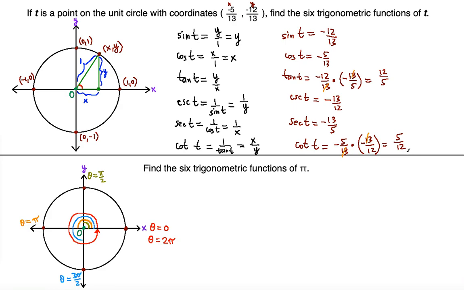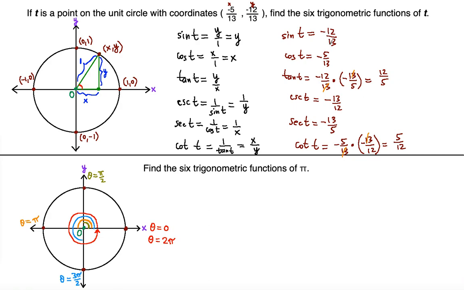Now realize that 5 over 12 makes sense with the tangent being 12 over 5, because the cotangent is the reciprocal of the tangent, as noted here. So this happens to be the reciprocal, which is absolutely correct, of 12 over 5. If you reciprocate 12 over 5, you get exactly the flipped fraction, which is 5 over 12. So these answers make sense.